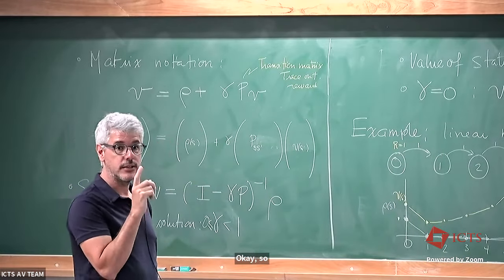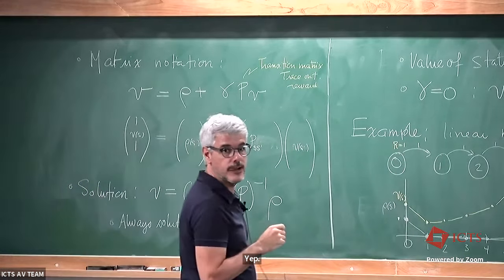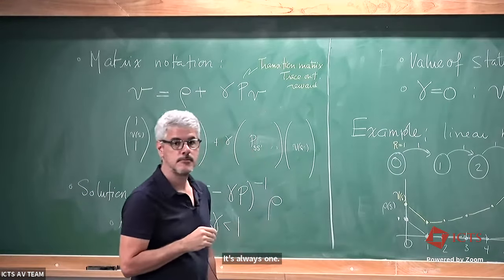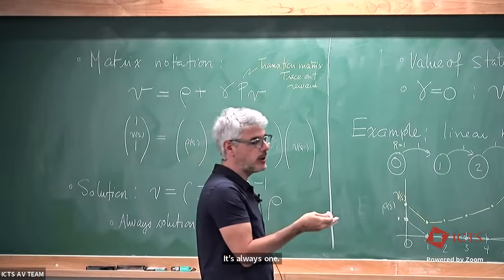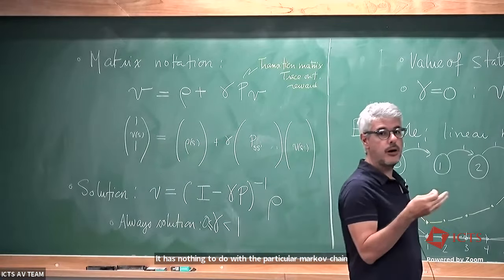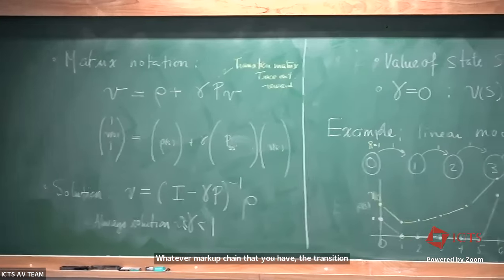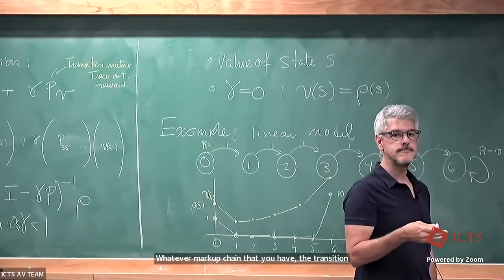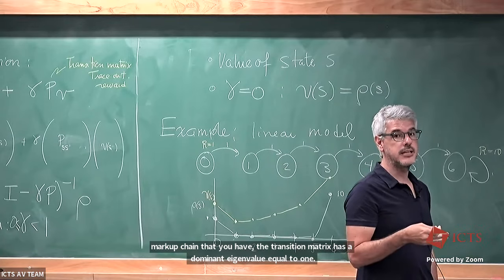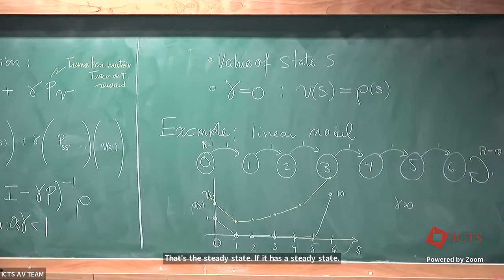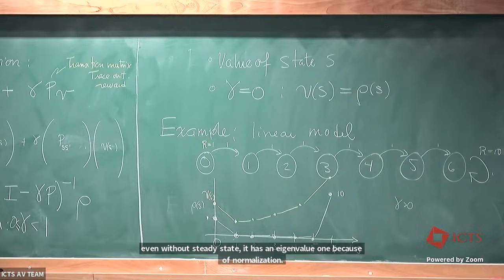It's always one. It has nothing to do with the particular Markov chain that you consider. Whatever Markov chain you have, the transition matrix has a dominant eigenvalue equal to 1. That's the steady state, if it has a steady state. But even without a steady state, it has an eigenvalue 1 because of normalization.